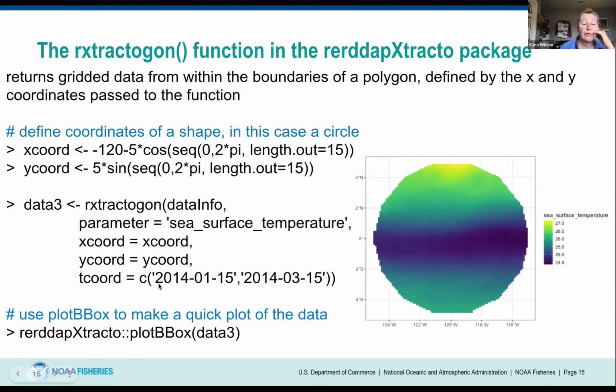And then for time, I'm putting in basically the date that I want the data from. So this is going to return, in this case, since it's monthly, three months of data. And then I use the plotBBox to make a quick plot of that data. And you can see that basically it's returned the data in a circle defined by the x coordinates and y coordinates that I input into it.